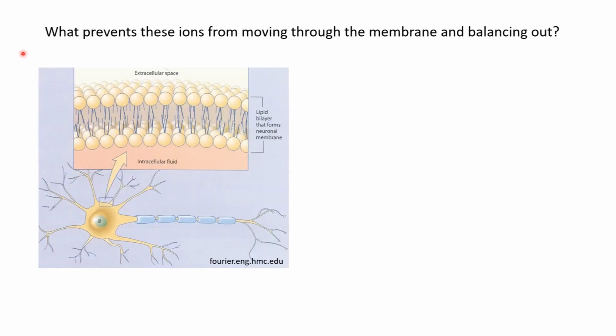In the last slide, we looked at the concentrations of different ions inside the neurons and outside the neurons.